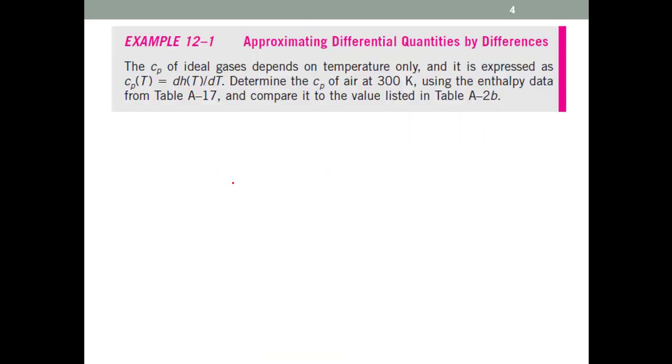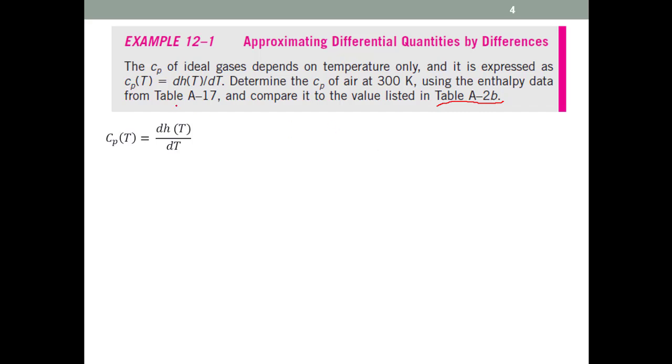And then to see the application of the simple derivative in thermodynamics, we can take this example. For example, the Cp of an ideal gas depends on temperature only, and mathematically Cp is a function of temperature, and that's equal to the derivative of enthalpy with respect to temperature. So let's say, determine the value of Cp of air at 300 Kelvin using the enthalpy data from the table, let's say A-17, and then compare, because the value determined from the derivative will be an approximation, and then compare that approximation with the exact value that is available in table A-2b, right?